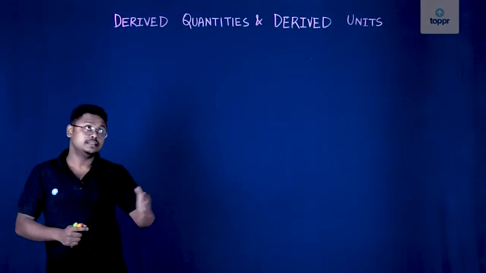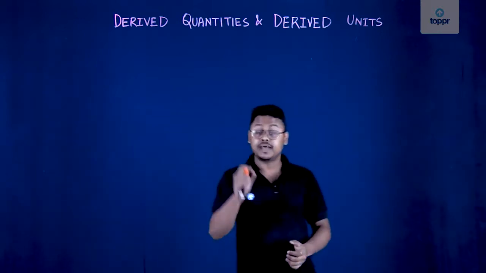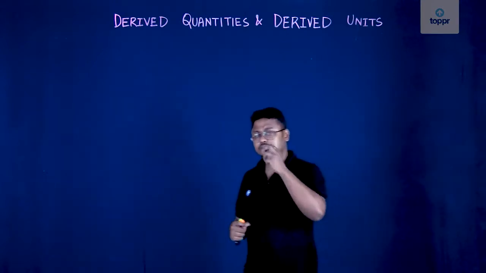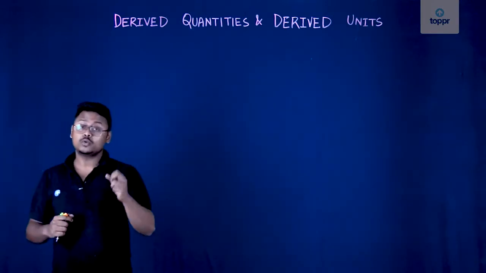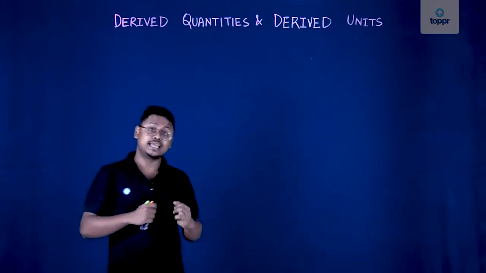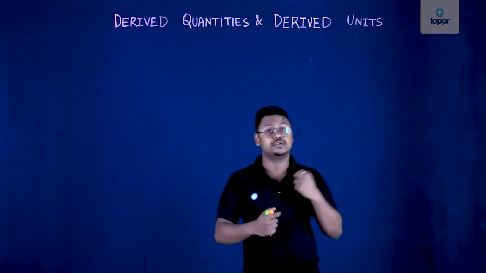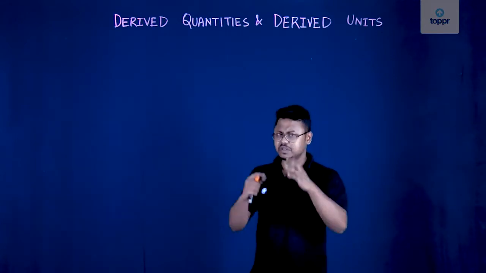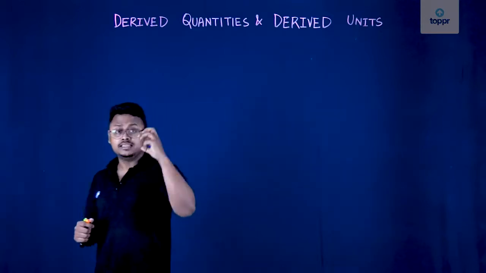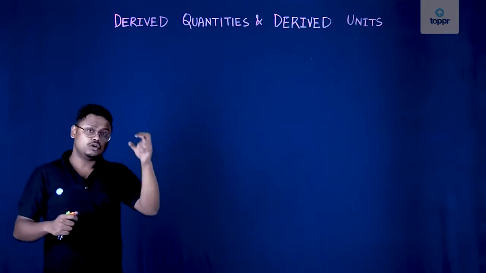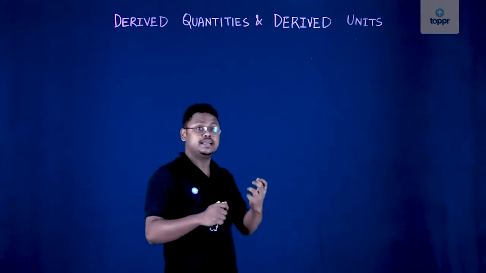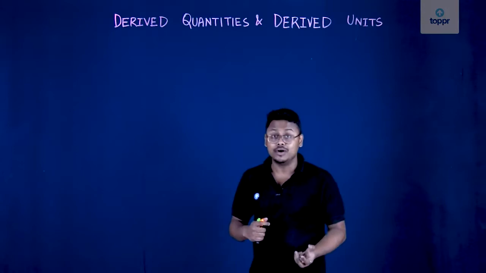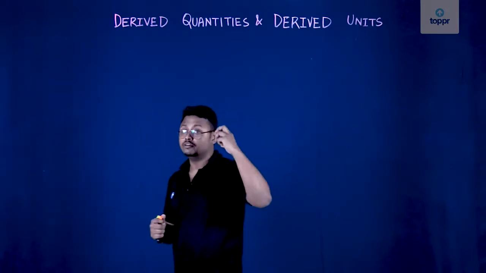Hey students, in this particular session we'll discuss derived quantities and derived units. We know already about the fundamental quantities, right? Those are the quantities whose units cannot be represented in terms of other units, or they are independent of the units of other physical quantities. But derived quantities are those whose units can be represented in terms of the units of fundamental quantities, raised to the proper power, right?